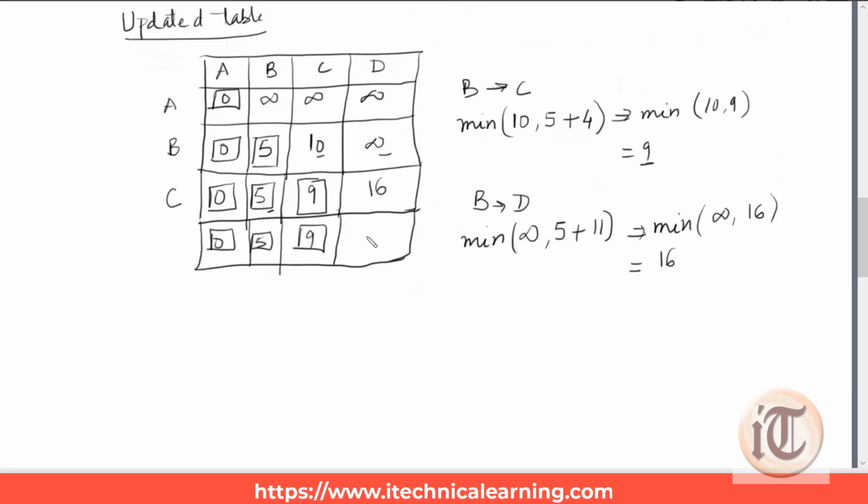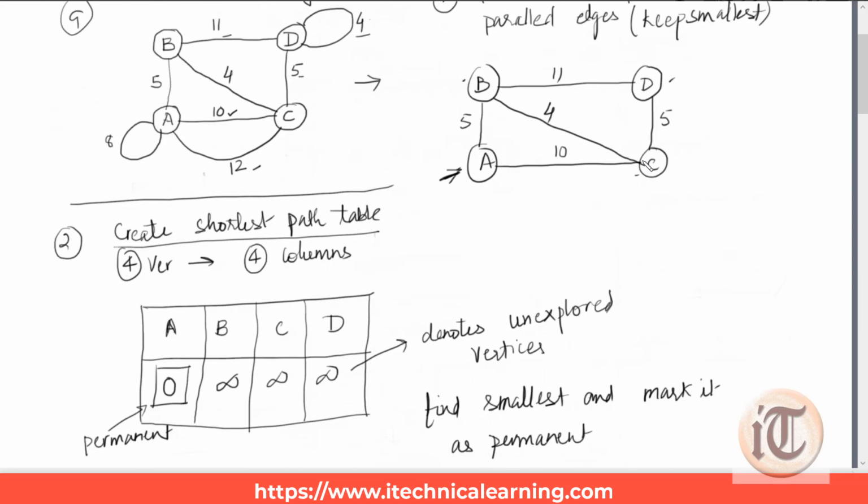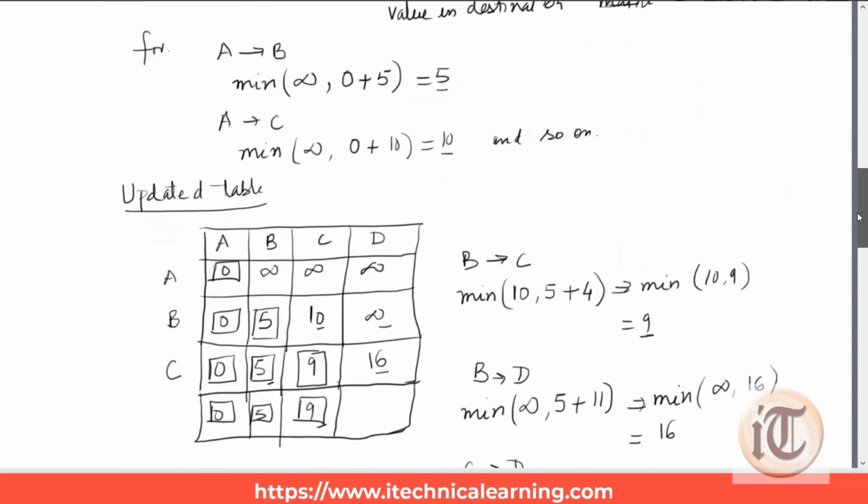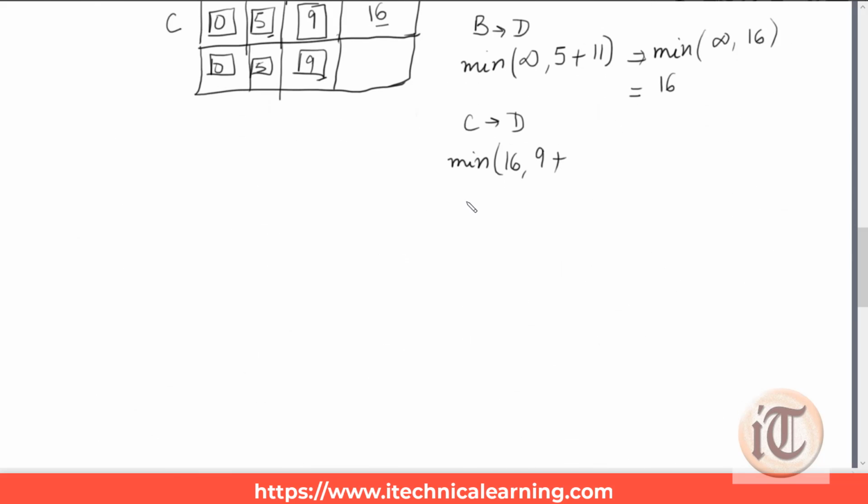Now we have one last option available, that is from C to D. So we'll check for the C to D updation. So it will be min of the last destination value, that is 16, comma, now the marked permanent value is 9 plus the direct edge from C to D. So to check C to D we have 5. Okay, the edge weight is 5. So we'll take this edge weight as 5.